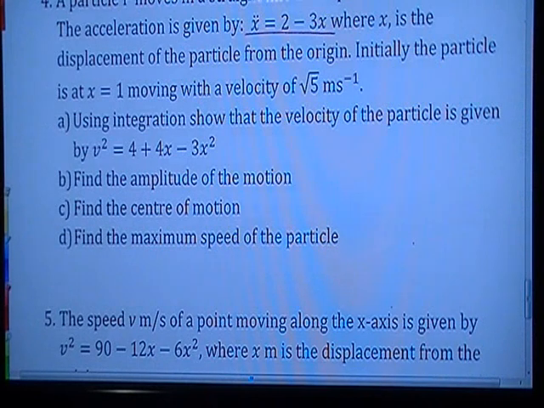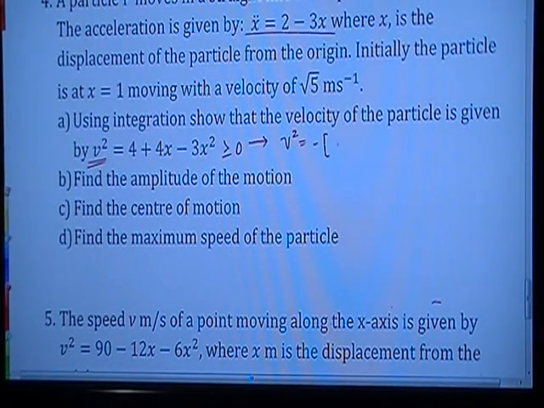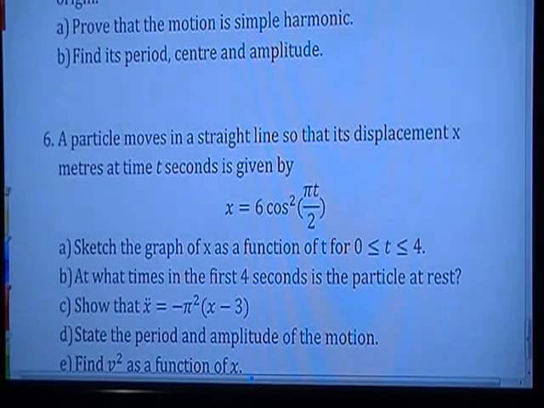For part B, to find the amplitude of the motion, the best way to do this is to solve v squared is greater than or equal to 0. This would be the quickest way because you know that any square number has to be greater than or equal to 0. So if you factorize v squared, it equals minus 3x squared minus 4x minus 4.